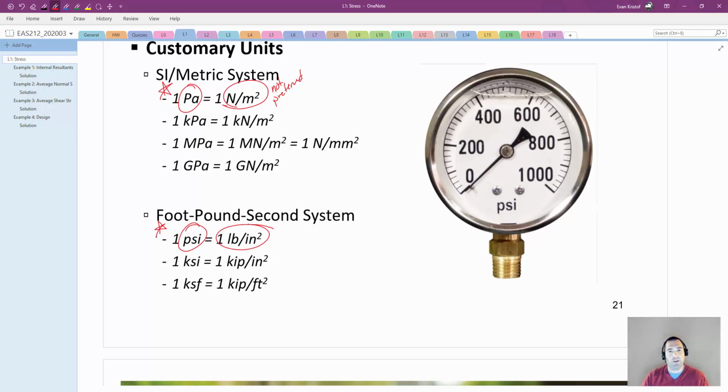Kips, again, 1 kip is 1 kilopound. It's a very common unit in engineering because we're often dealing with large amounts of force, and dealing with millions of PSI or millions of pounds at least isn't quite as common.